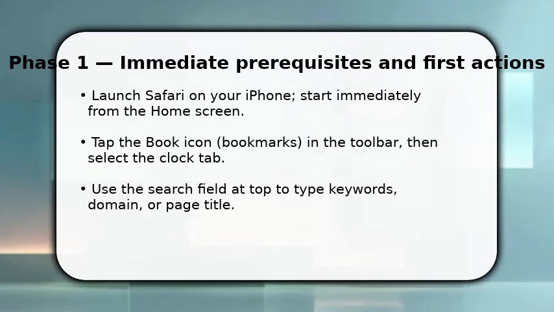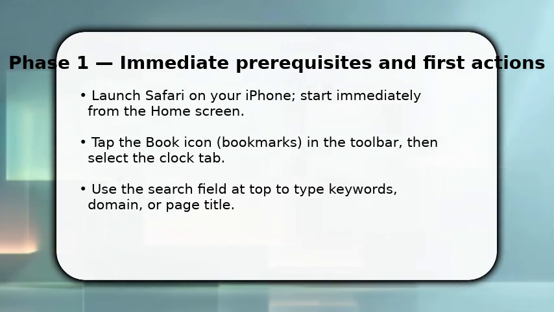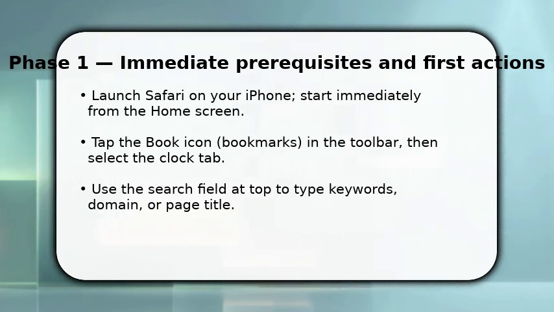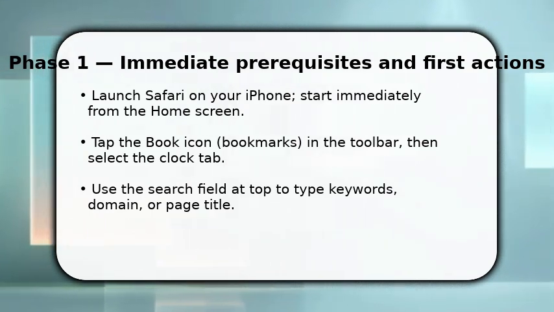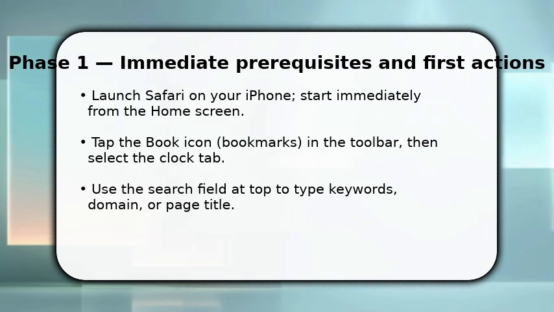You're starting inside Safari. Open the app and don't pause. Tap the book icon in the bottom toolbar, then choose the clock tab to reveal history. Once done, tap the search field at the top and type a clear keyword, site name, or a phrase to narrow results. This finds entries saved to Safari fast.